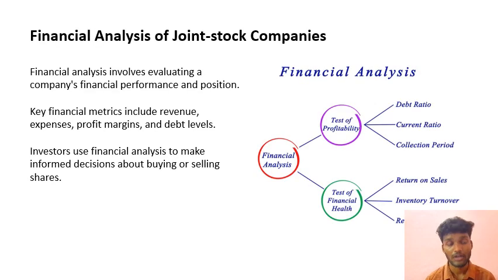Now let's talk about some financial analysis of joint stock companies. Financial analysis involves evaluating a company's financial performance and position. Here is some of the financial chart. In this financial analysis, we have two categories: tests of profitability and tests of financial health. Tests of profitability include debt ratio, current ratio, collection period, and tests of financial health include return on sales, inventory turnover, and some more. Let's also discuss the key financial metrics, which include revenue and expenses, profit margins, and debt levels.